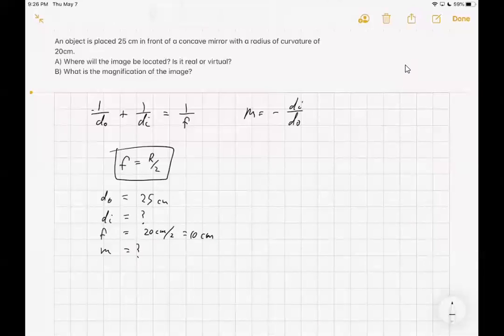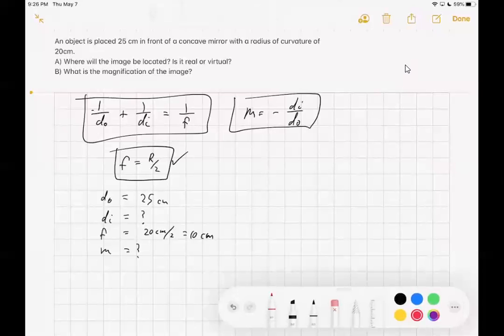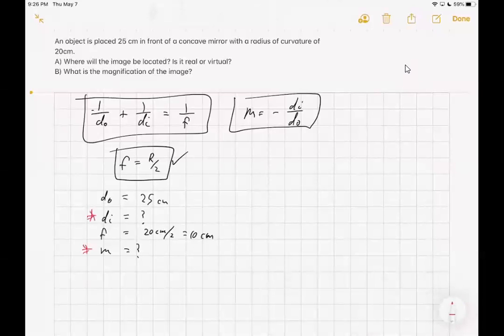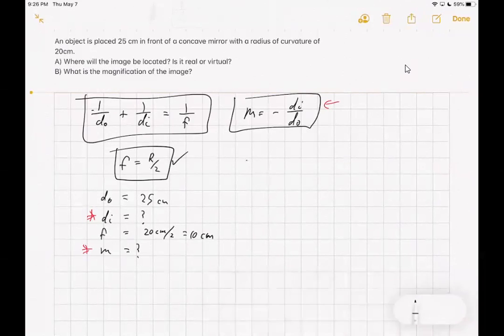Okay, so there are two things we don't know, but we have two independent equations to work with. We've already used the third equation, that F equals R over 2. So we have two equations left that we can substitute in. We can see that finding the magnification would be difficult if we don't know dI. If we don't know dI and we try to find M, we can't do it directly, right? But we can use the first equation right away to figure out what dI is. So let me do that right here.